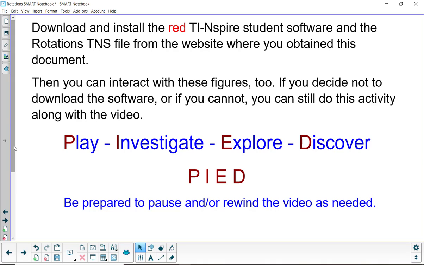If you have not done so already, please download and install the red TI-Nspire student software and the rotations TI-Nspire file, or TNS file, from the website where you obtain this document. That way you can interact with these figures too. If you decide not to download the software, or if you can't, you can still do this activity along with the video. PIDE is one of our acronyms, and stands for Play, Investigate, Explore, and Discover the Math. Be prepared to pause and or rewind the video as you need to do so.